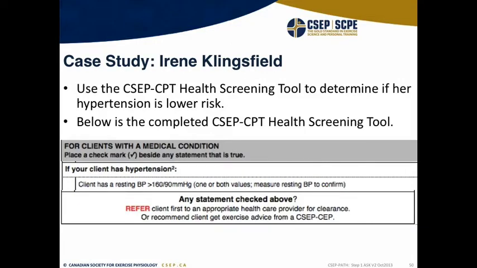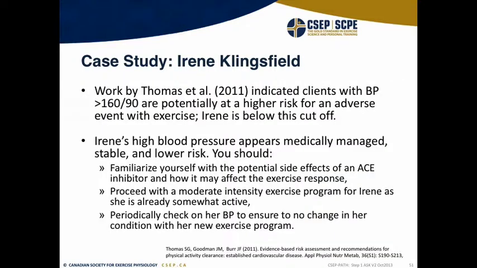So even though Irene has been diagnosed as being hypertensive, you want to make sure before she increases her physical activity levels that it's safe to do so. So given that her resting blood pressure was 146/78, you know that this is below the cutoffs listed on the C-SEP-C PT health screening form. Therefore, it is safe for her to proceed and increase her physical activity levels. Again, this is all based on work done by Scott Thomas et al.